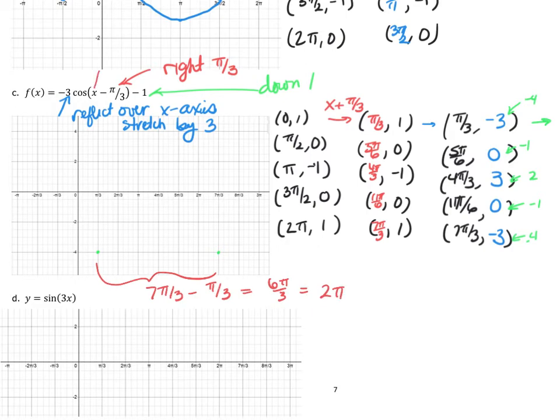And I expected that because my omega is still 1. So that's correct. I've got that part. Now, my halfway mark is going to be this one, should be 4 pi over 3. So my halfway mark is 4 pi over 3.